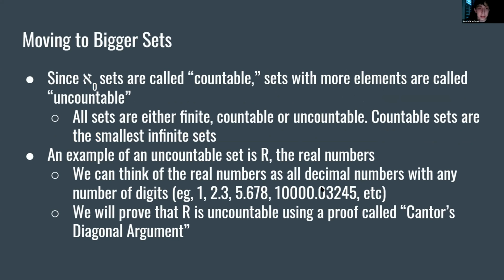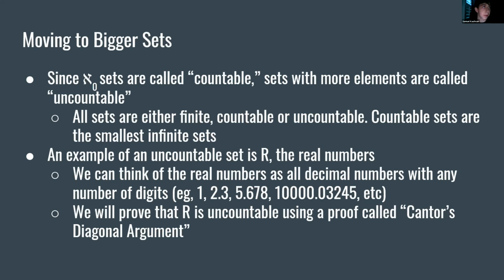So now we're going to talk about bigger sets. If aleph null sets are called countable, sets with more elements, that you cannot make a correspondence with, are called uncountable. So these are sets where you can't list the elements, you can't make a correspondence with the natural numbers. And every single set is going to be either finite, meaning it doesn't have infinitely many elements, countably infinite, or uncountably infinite. Countably infinite sets, or countable sets, are the smallest infinite sets. There's nothing between a finite set and a countably infinite set.